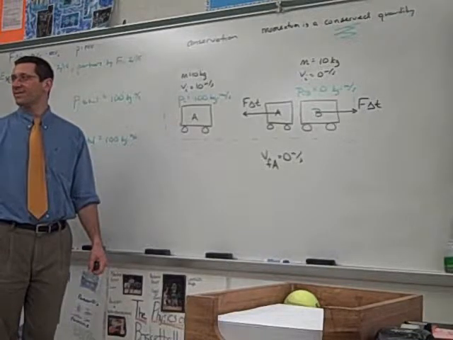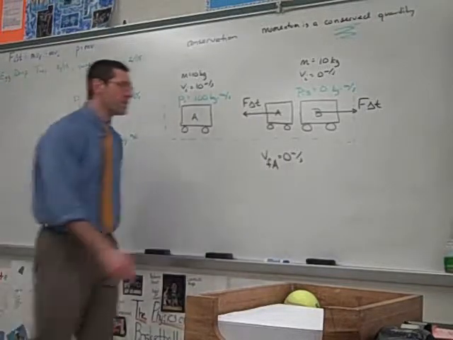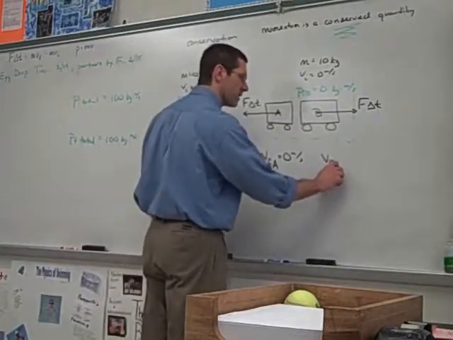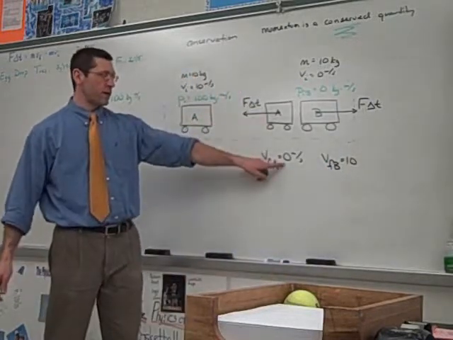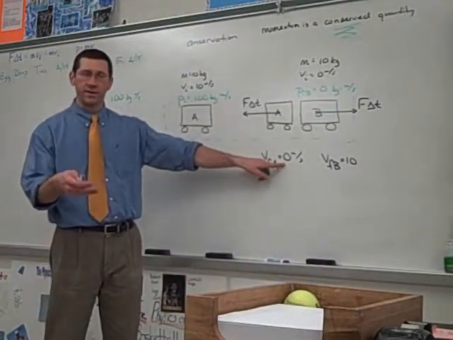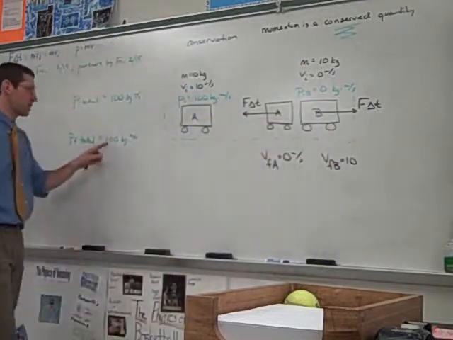Somebody else. Rachel. Meters per second. How many? 10. 10, right? That means the final velocity of B needs to be 10, because A's momentum goes to 0, right? M times V for A is 0.